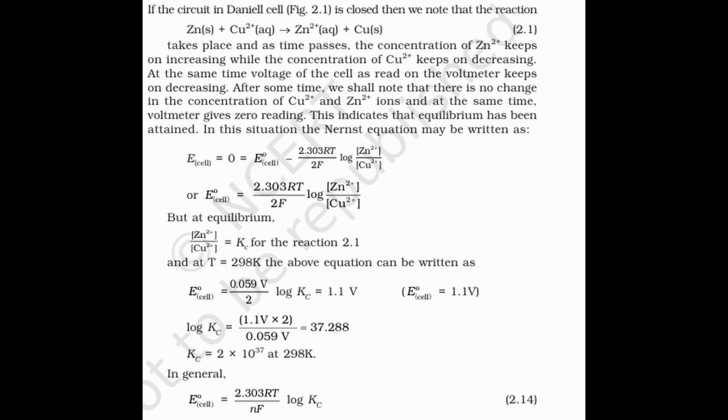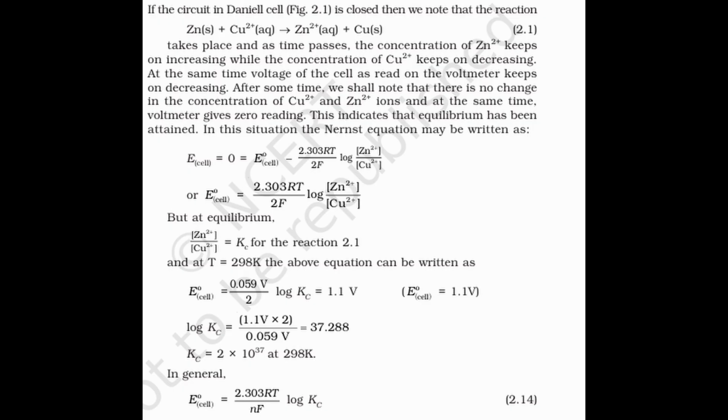In a Daniell cell, as the circuit remains closed, zinc ions keep forming and copper ions keep getting consumed. As a result, the cell potential gradually decreases. Eventually, a point is reached where the voltmeter shows 0 potential. At this stage, no net reaction occurs and the system has reached equilibrium. Under equilibrium conditions, the cell potential becomes 0 and the Nernst equation reduces to a direct relationship between the standard cell potential and the equilibrium constant of the reaction.